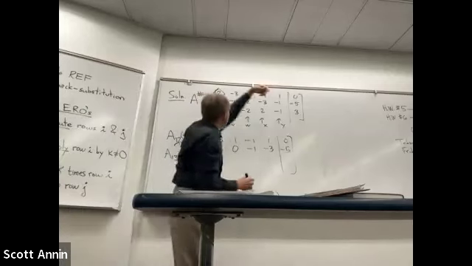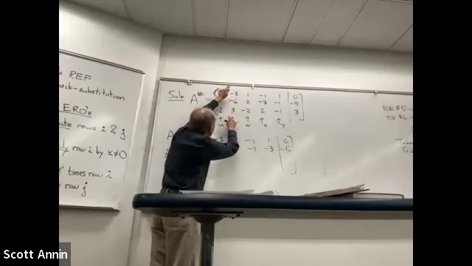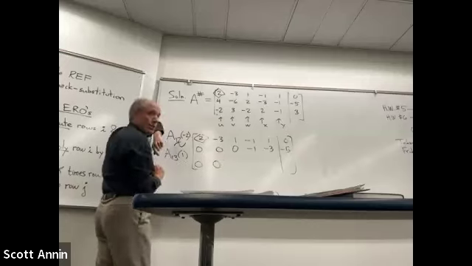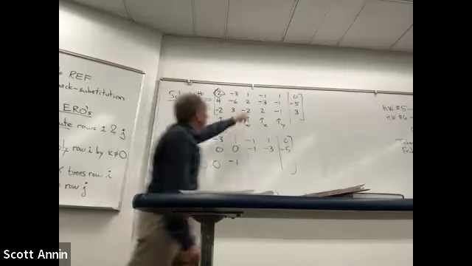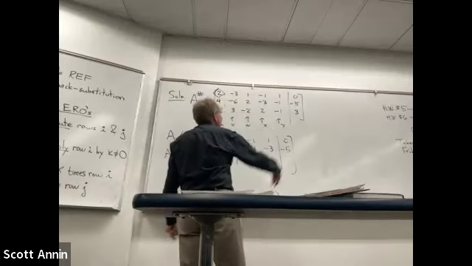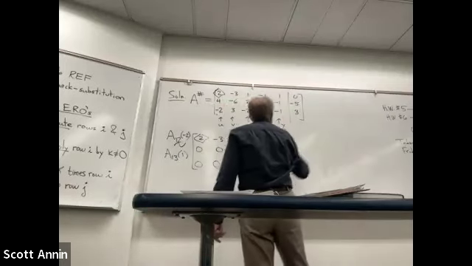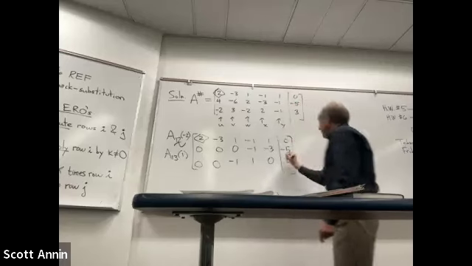And now I just go all the way across every column. I do the same thing. -3 plus 3, that's 0. 1 plus -2, that's -1. -1 plus 2, that's 1. 1 plus -1, that's 0. And 0 plus 3, that's 3.